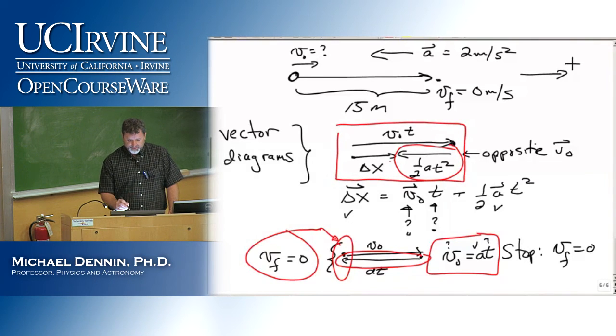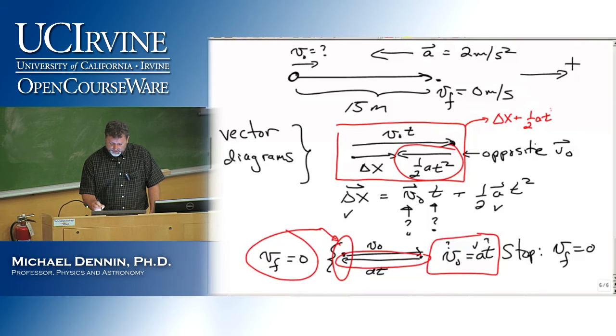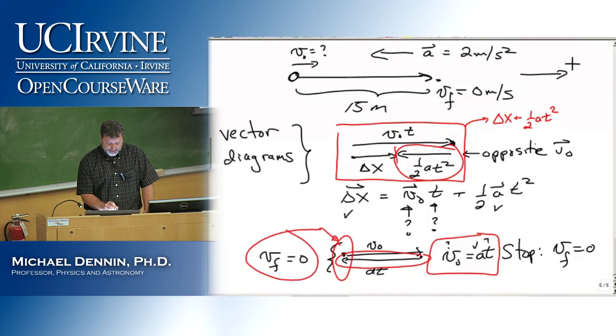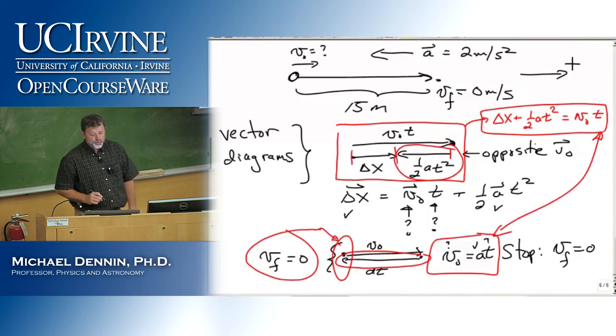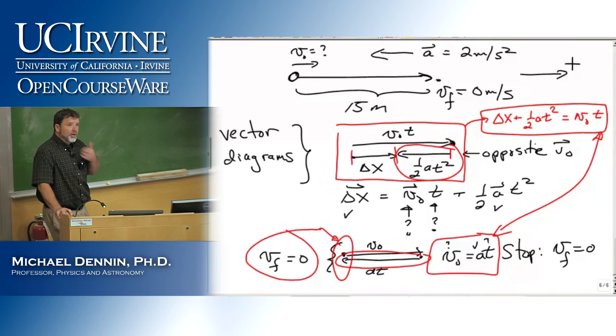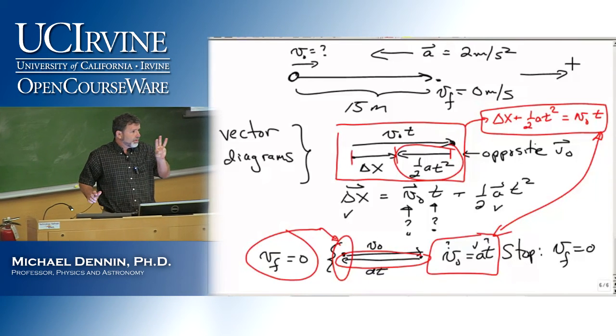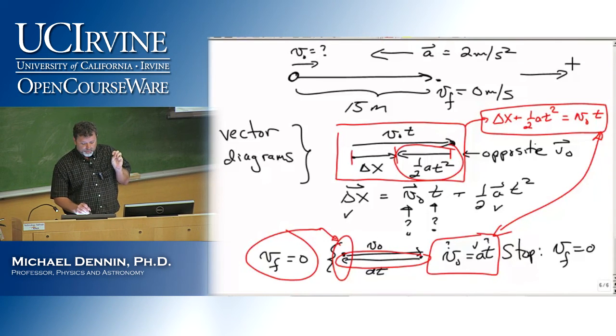Once I've drawn it like this, I can, without worrying about the minus sign, see that this is delta x plus 1/2 at squared, where everything is now a positive number, because I'm just adding these line segments up, has to equal v naught t. So this equation and this equation will be the two I use, where now every number is a positive number and I don't have to worry about minus signs. Those are the three things you want to make sure you understand when you go back and look at this problem. Why this becomes positive signs, why the a's are backwards, and why that's a 0.